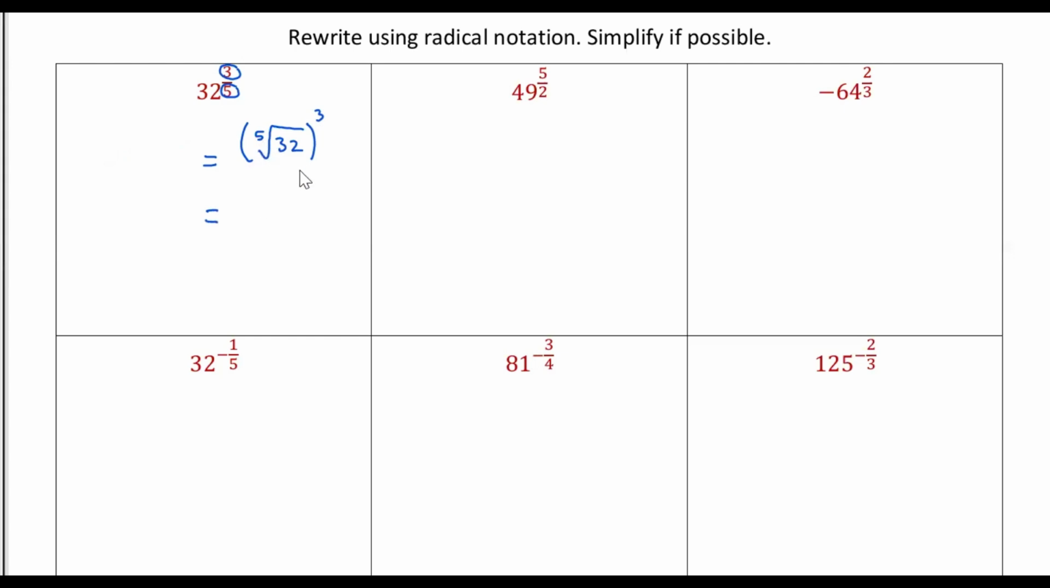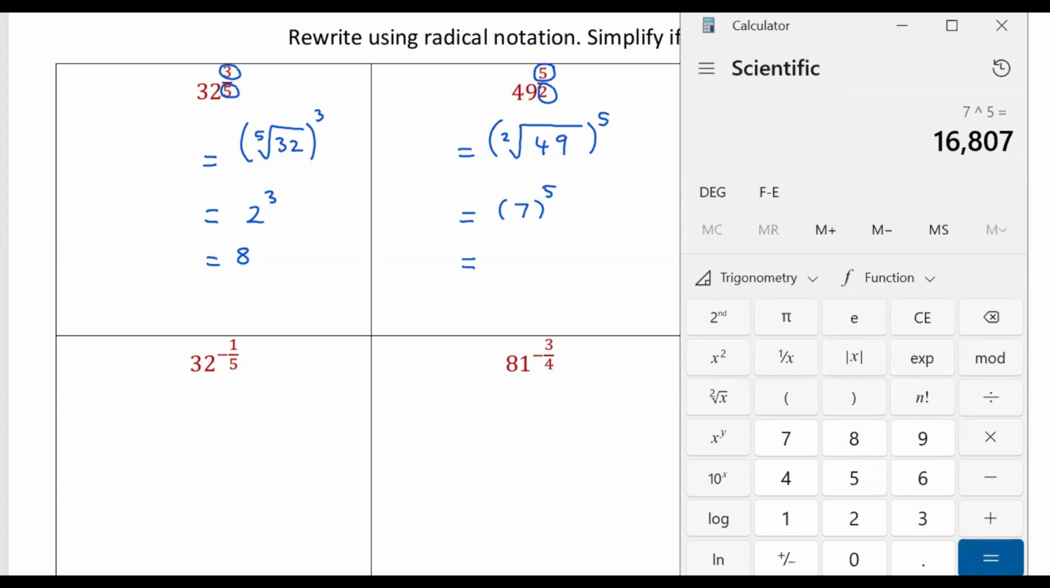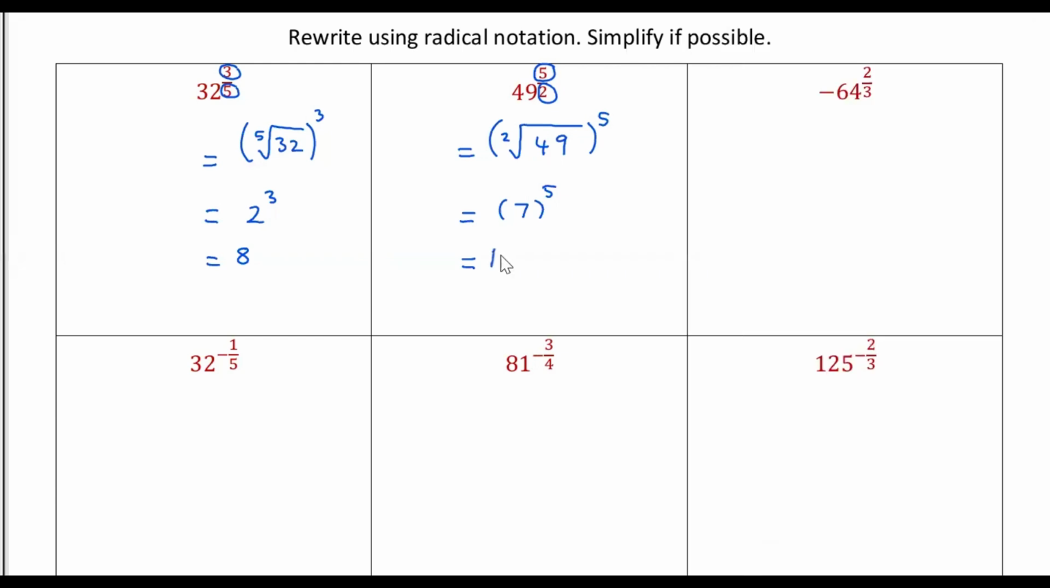The fifth root of 32 will be 2, raised to the power 3 will be 8. The second one, let's first take the square root of 49. So we will just rewrite this as the square root of 49 and then raise it to the fifth power. So this will be 7 raised to the fifth power, which is 16,807.